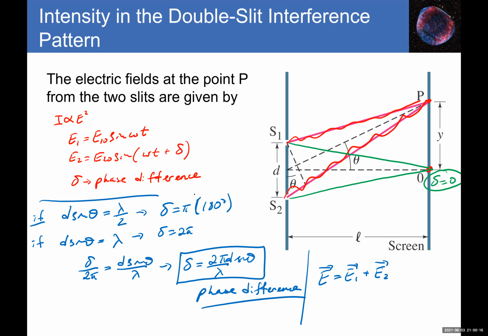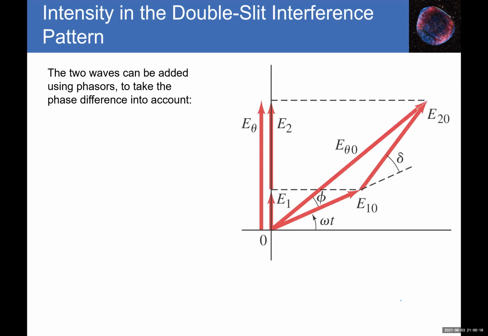One of the things we do here is very similar to the AC circuits, when we were dealing with voltage and current and we learned about phasors. We can use this phasor diagram to add the scalar components of those vectors. E10 is the amplitude of vector E1, and E20 is the amplitude of vector E2, so we can add them together like this as phasors.